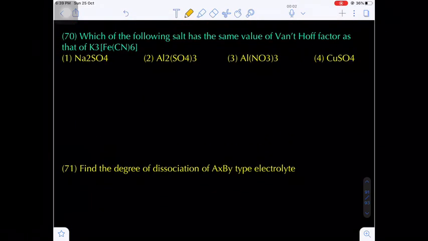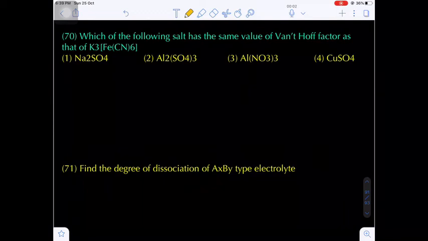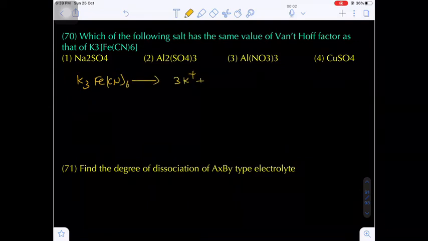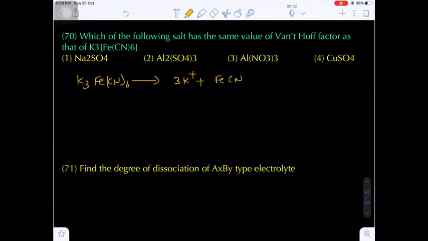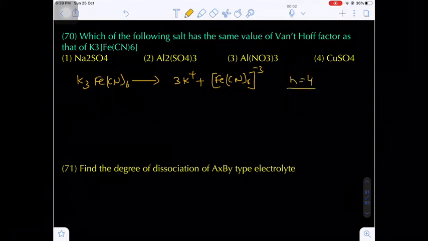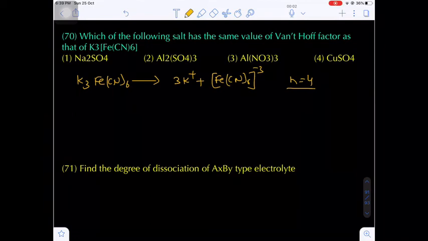Which of the following salts has the same value of Van 't Hoff factor as that of K3[Fe(CN)6]? Already I told you the name of K3[Fe(CN)6], which is called potassium ferricyanide. So how many potassium ions are there? 3, and one square bracket, that is a complex species. So the total number of particles produced in the solution is 3 plus 1, that will be 4. Now out of the 4 options, in which option are 4 particles produced?